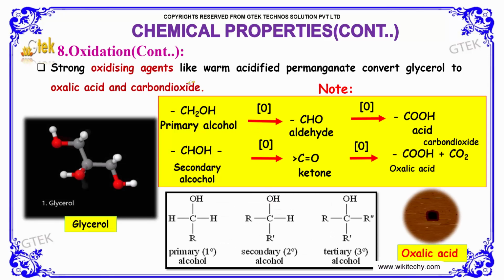Strong oxidizing agents like warm acidified permanganate convert glycerol to oxalic acid and carbon dioxide. As we can see in this following reaction, this primary alcohol on oxidation with oxygen gives an aldehyde. On further oxidation, we would obtain a carboxylic acid along with carbon dioxide as a side product. But for a secondary alcohol, we would obtain a ketone and oxalic acid as a result. And tertiary alcohols cannot undergo these reactions because we know that it doesn't contain any acidic hydrogen.